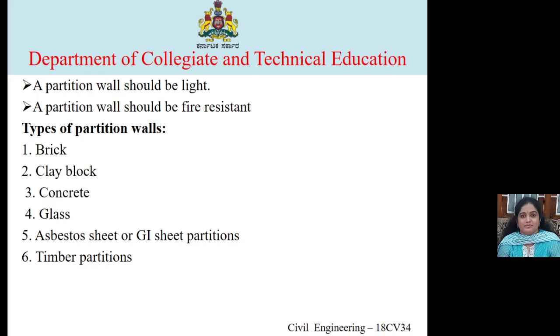Glass partitions, you might have seen everywhere. This is very commonly used with aluminium frames. They make glass frames, or without frames also, depending on the thickness of the glass. So this is more commonly used. And asbestos sheet or GI partitions. This is also common, but what they do is on both sides they do painting and all those things which you cannot observe easily.